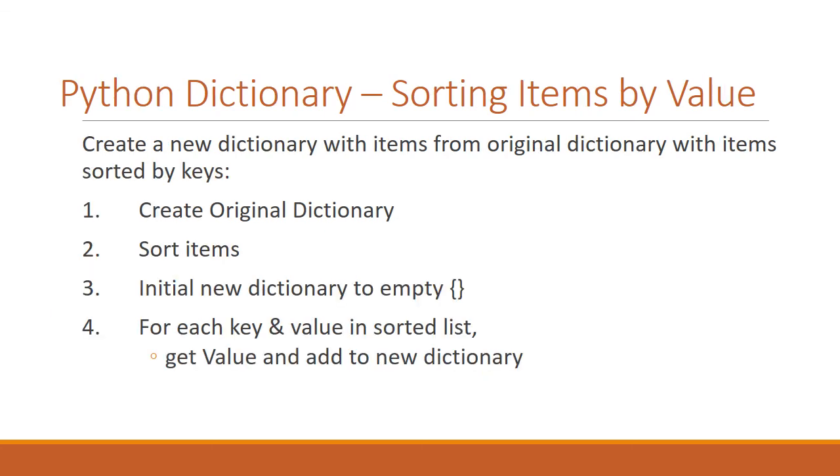The steps involved in sorting by value are that we would create our original dictionary. We'd sort the items. We'd initialize a new dictionary to the empty dictionary. And then for each key and value in our sorted list of items, we would get the value and add it to the new dictionary.